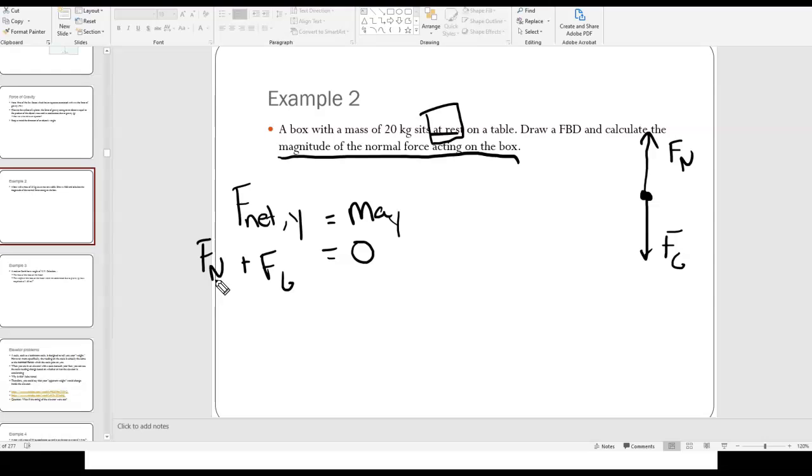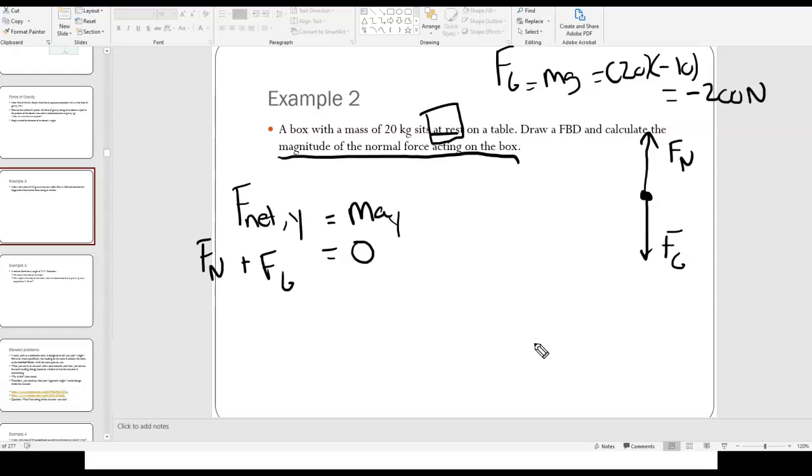Luckily, I don't have an equation for normal force, but I do have an equation for Fg. Fg is equal to mg. And so if the box has a mass of 20 kilograms, and it doesn't say, but let's assume this situation takes place on Earth, the acceleration due to gravity on Earth, let's say, is negative 10 meters per second squared. That means Fg, the weight of the box, is going to be negative 200 newtons.